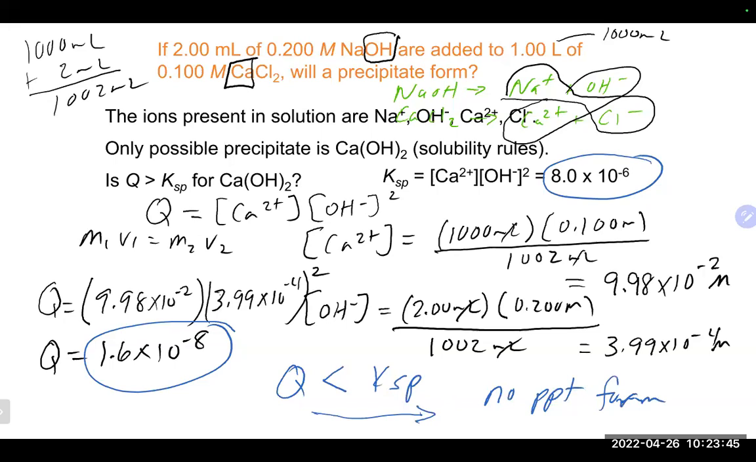So this again is another important aspect of solubility. Although based on solubility rules, it tells us when we put those two things together, we should actually get a solid. But the concentration is really important of those ions that are floating around in that solution as to whether or not you'll actually see that solid form.